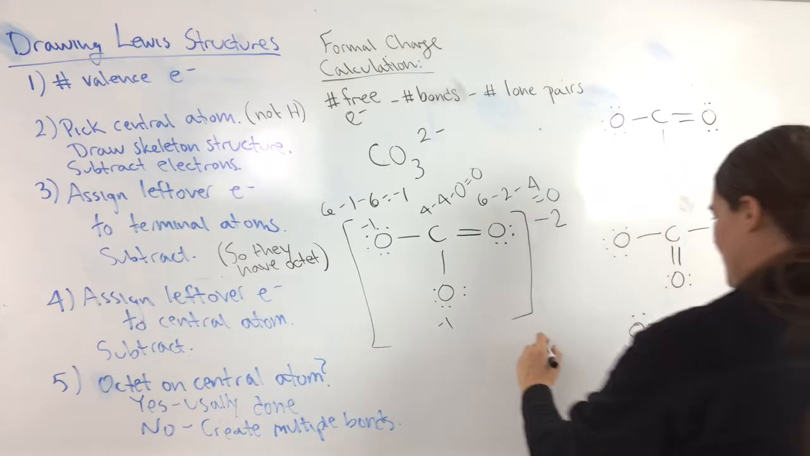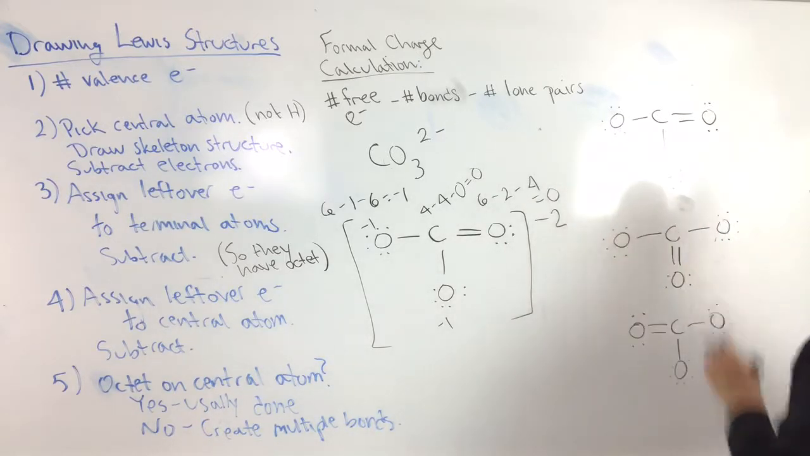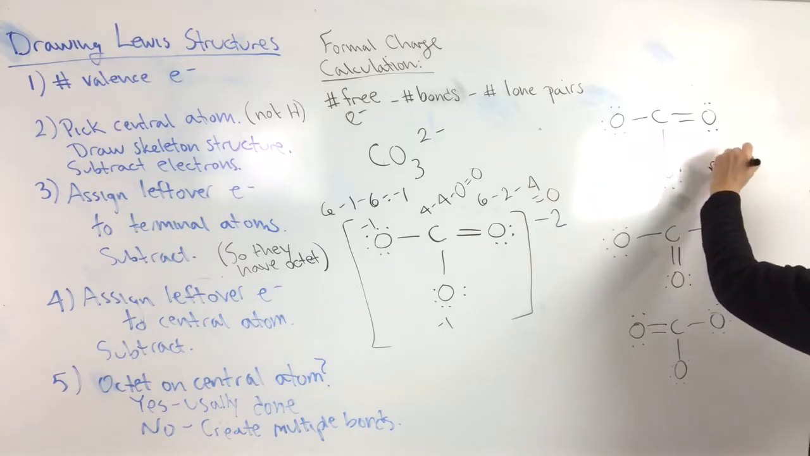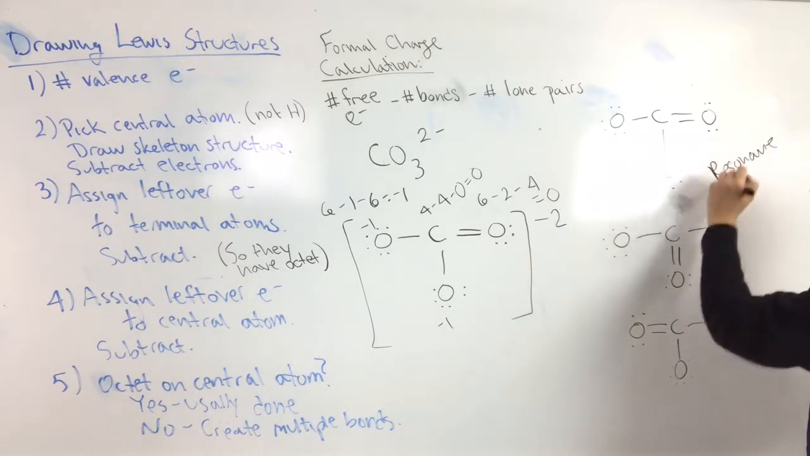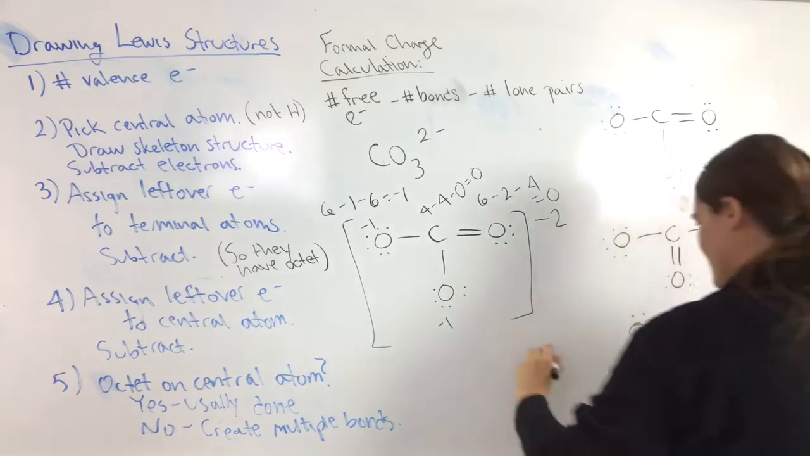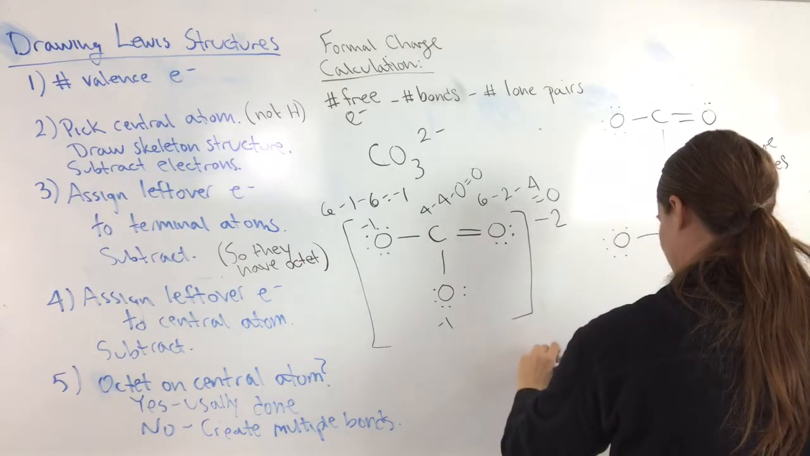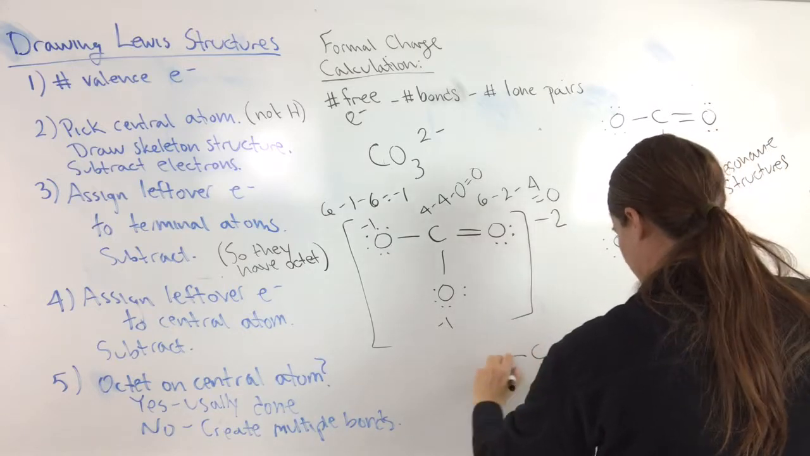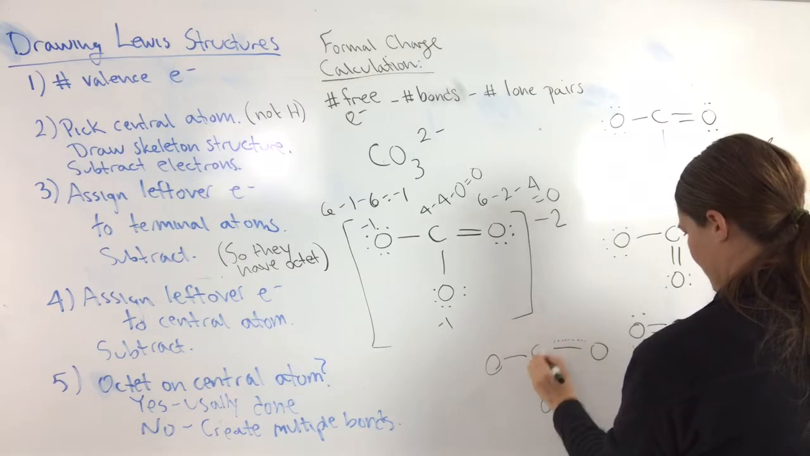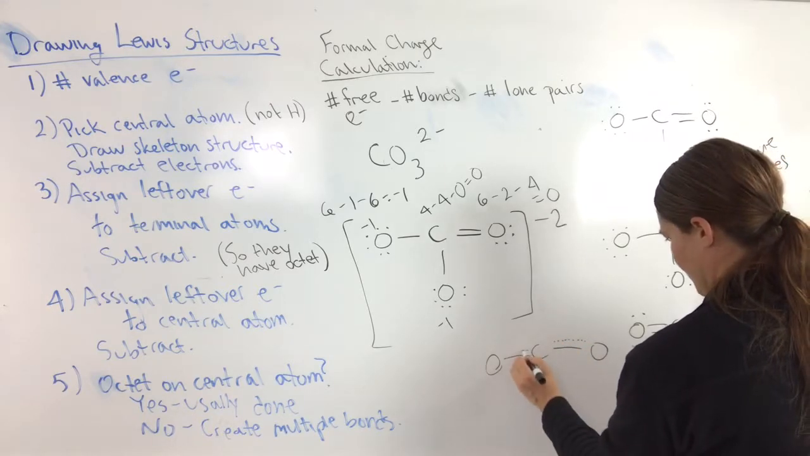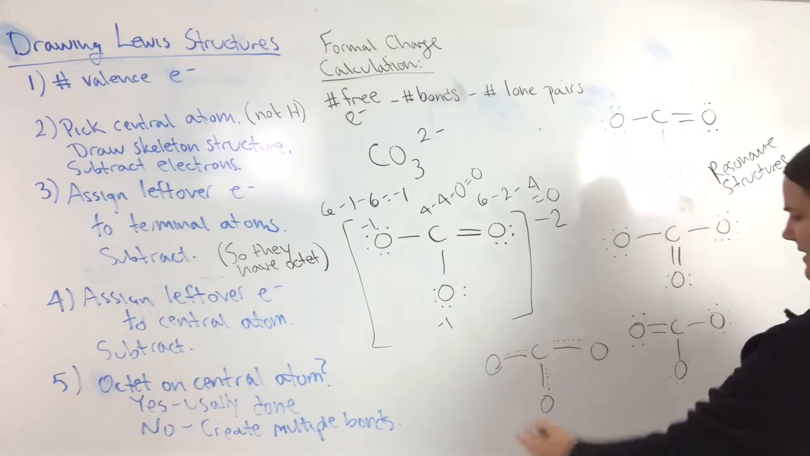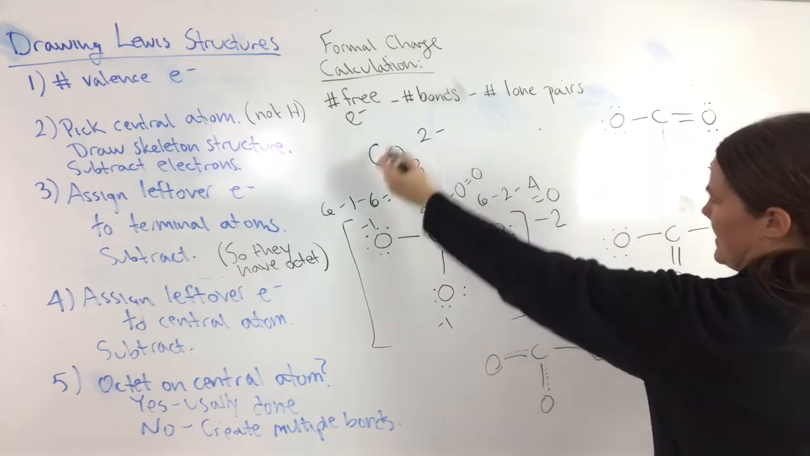So this could be redrawn, and this is what's referred to as resonance structures. These are resonance structures. And this can be represented with the following structure. We just draw, in place of this double bond, a dotted line. So this is the resonance structure for this molecule.